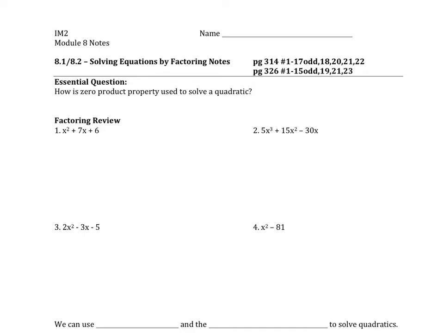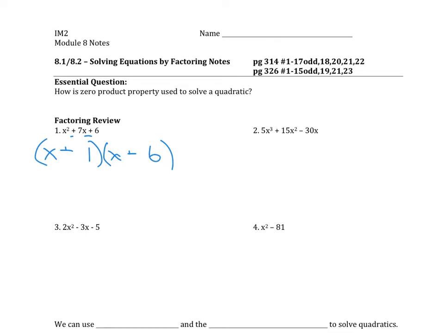So before we fully jump into that, let's do a little review here. So number one, we can guess and check that, or we can X box, and I'll show both here. So guess and check, I know I have X times X gives me the X squared. And then what multiplies to 6 and adds to 7? Well, that's 1 and 6. Since that's positive and that's positive, those are both positive there.